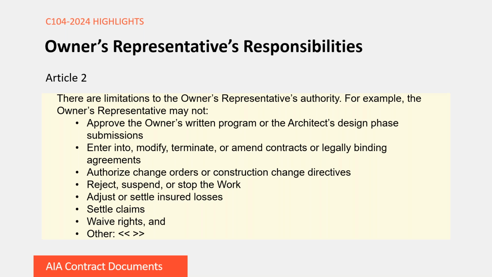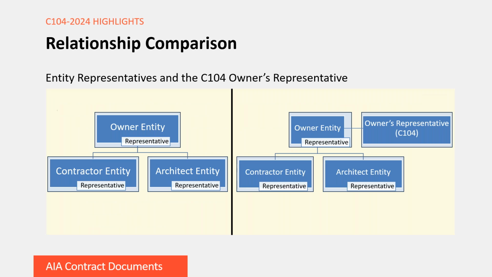I'd like to talk a little more about a point you just touched on. Could you expand on the differences between the owner's representative under the new C104 and the owner's representative that our users might find under our other agreements? Sure. I think here it's probably better explained by an example.